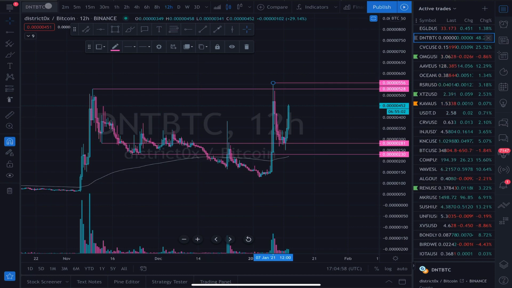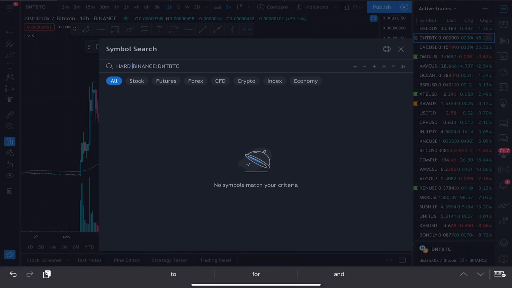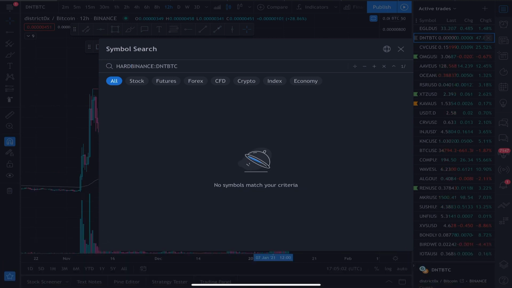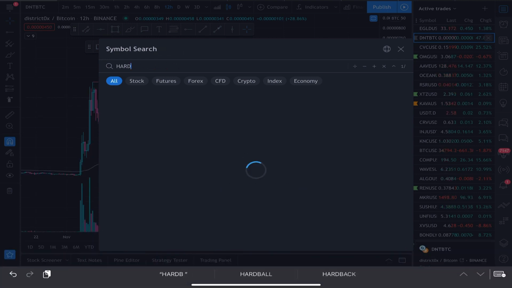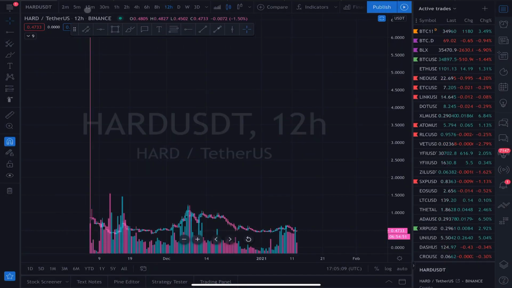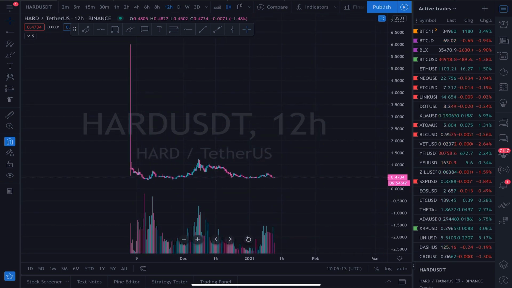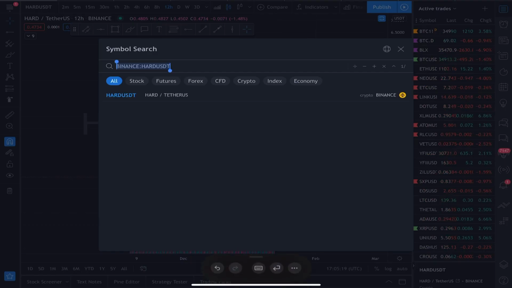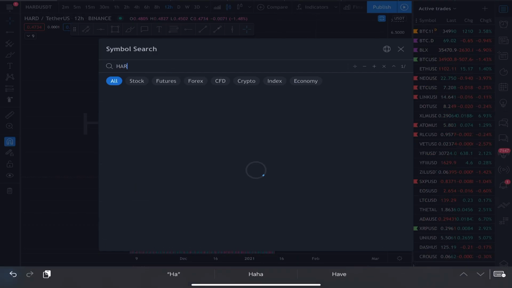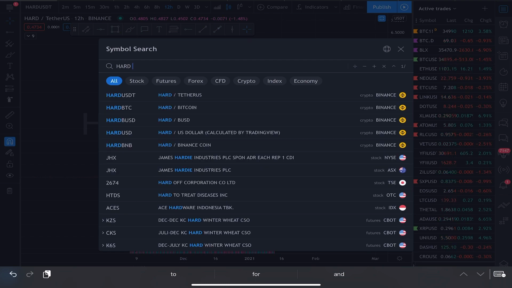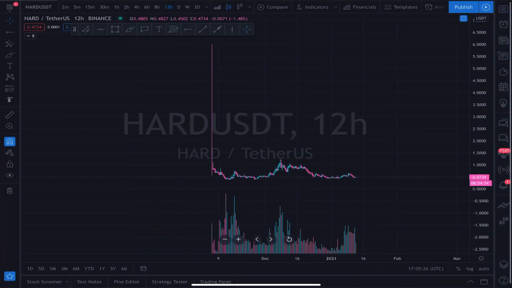I'm going to take a look at HARD on the US dollar pair. This is one that came in as a request. So, non-trending environment. Let's check out the Bitcoin pair, see what that looks like. You know what? Let's make this a split screen. Let's look at both at the same time.